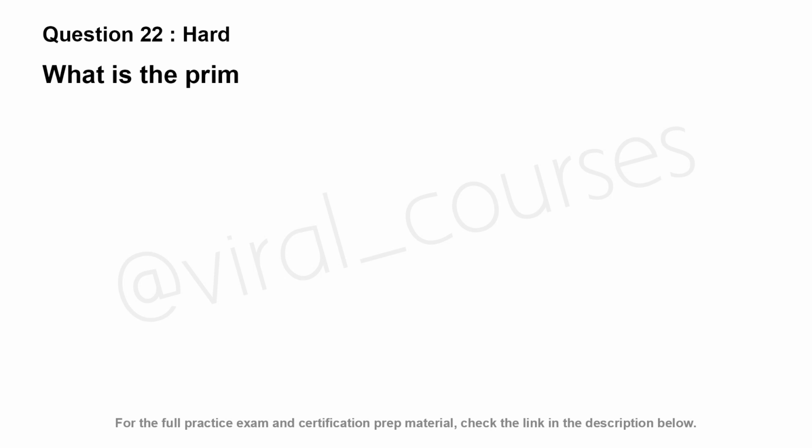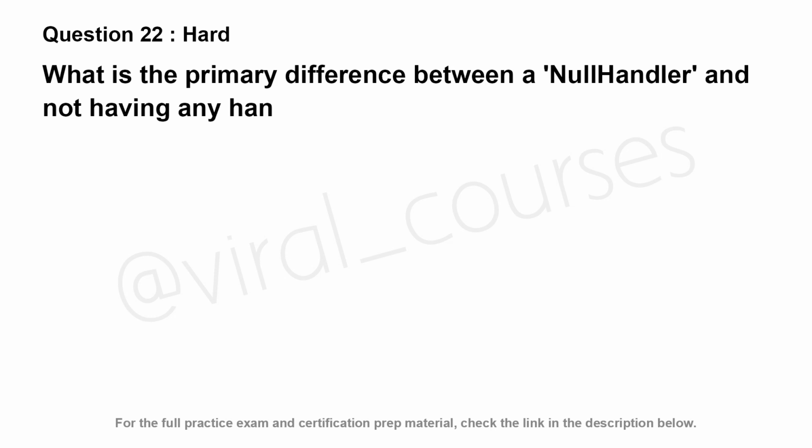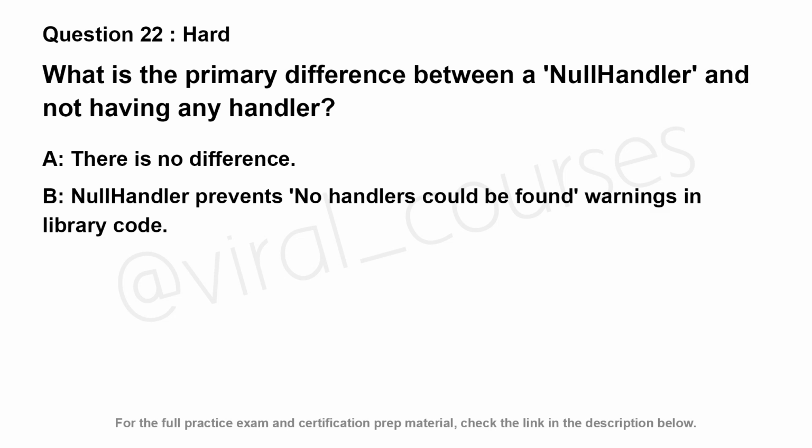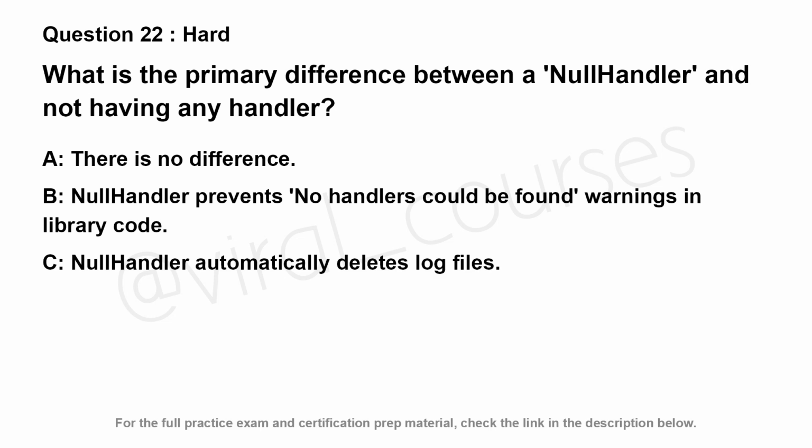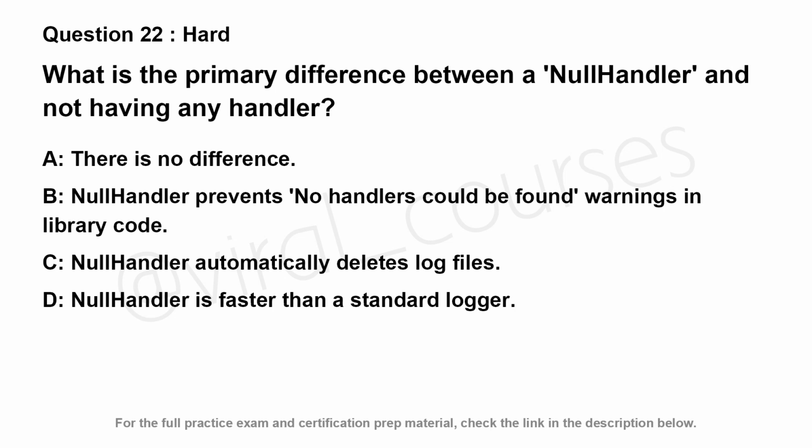What is the primary difference between a null handler and not having any handler? Option A, there is no difference. Option B, null handler prevents "no handlers could be found" warnings in library code. Option C, null handler automatically deletes log files. Option D, null handler is faster than a standard logger.